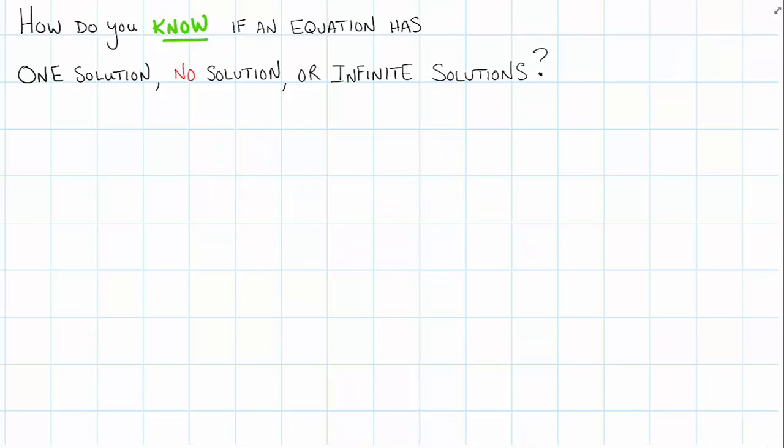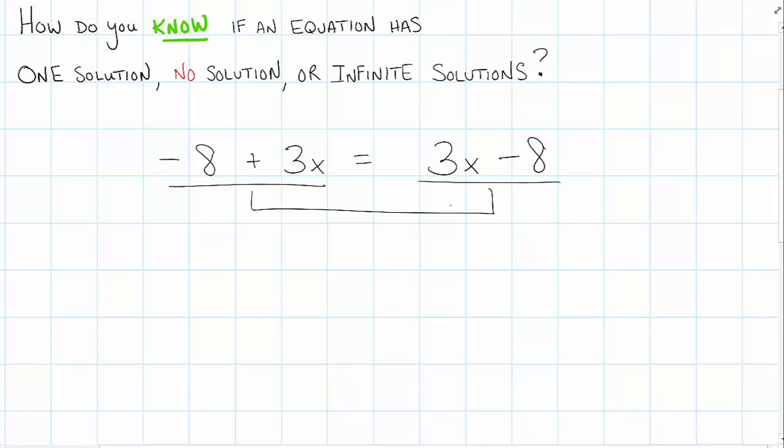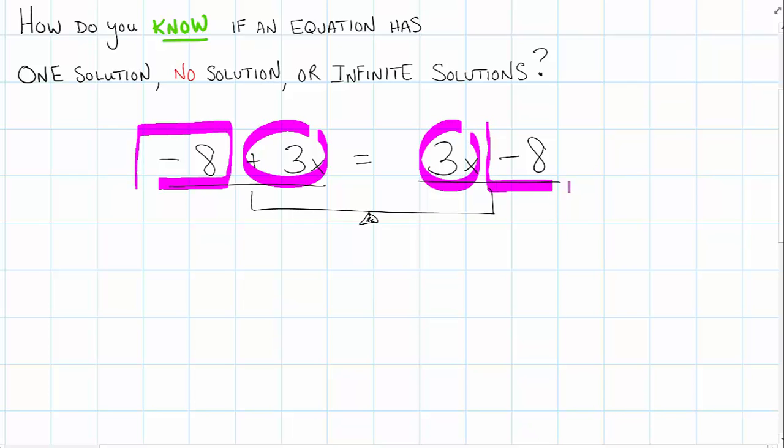Last one. Let's see if I can give you one for infinite amount of solutions. I'm going to give you, let's say, negative 8 plus 3x. And 3x minus 8 on the other side. Again, let's look at variables first. First thing I see is that the variables are identical. The other thing that I see is that the numbers are identical. -8 on both sides are identical.